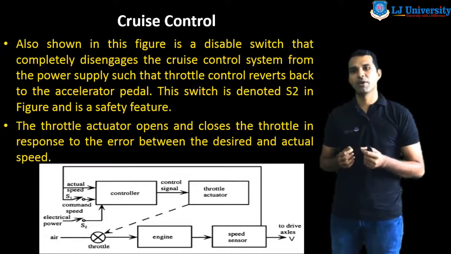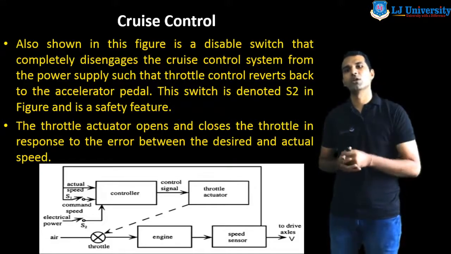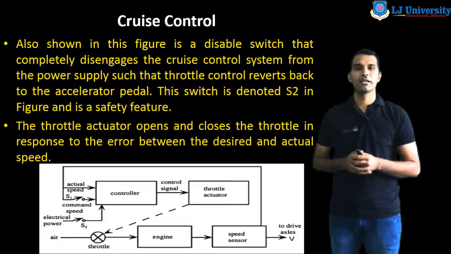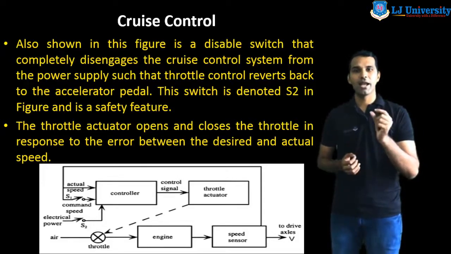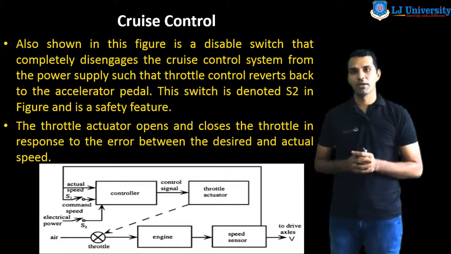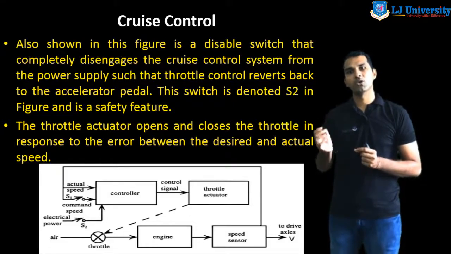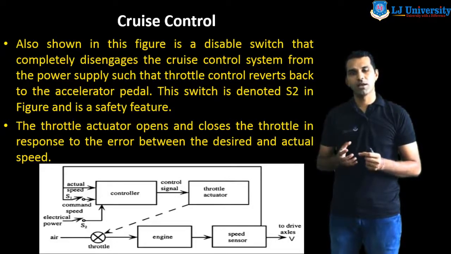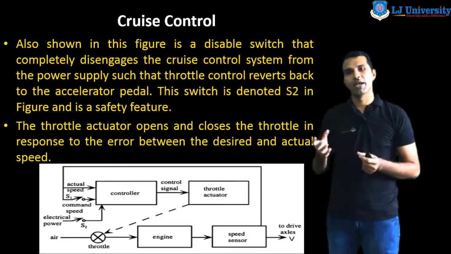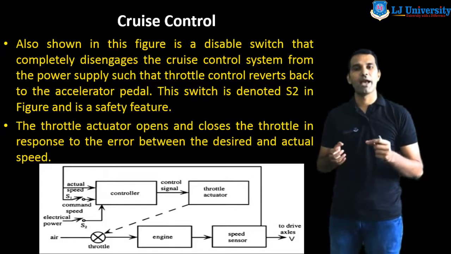then the error is generated. The speed sensor sends a signal to the controller, and at that time the speed is 60 and my desired speed is 70. Then a 10 km per hour speed error signal is generated. Now the controller sends a signal to the throttle actuator, the throttle valve is opened by this throttle actuator, and more air enters the engine.